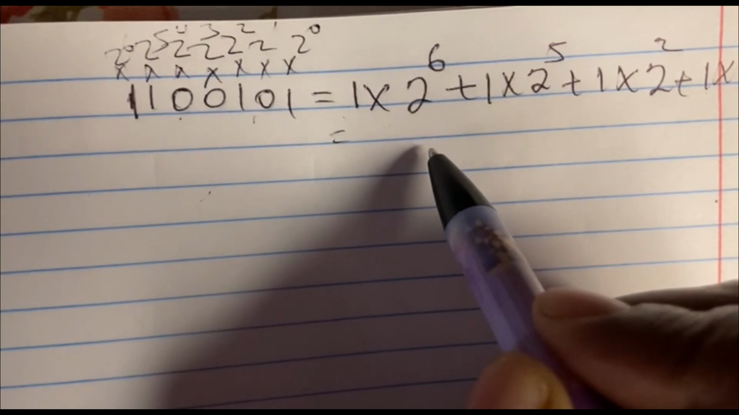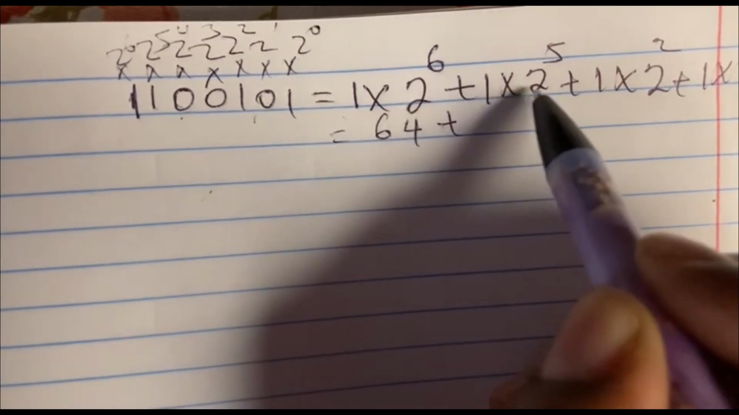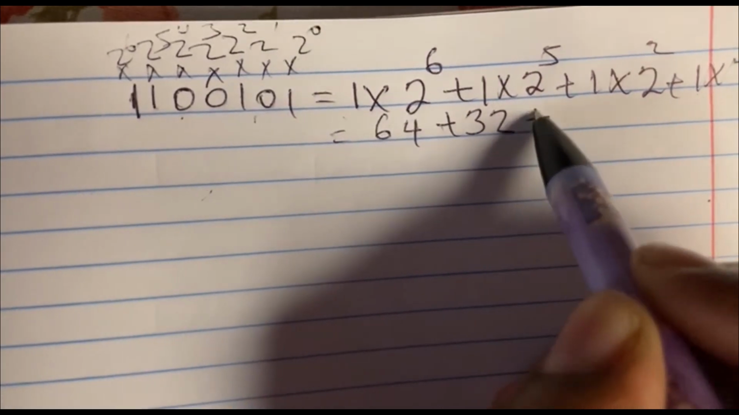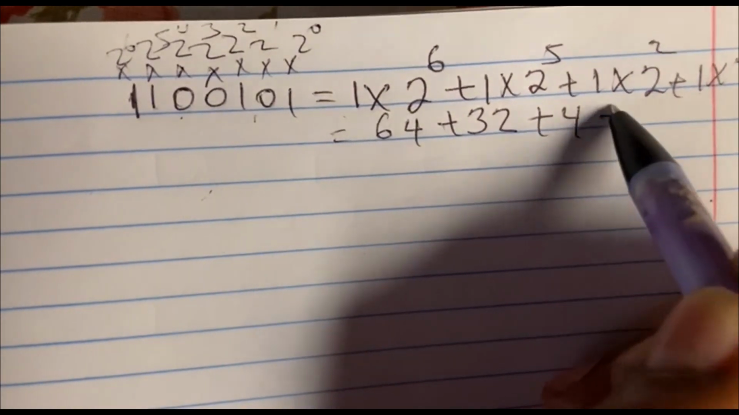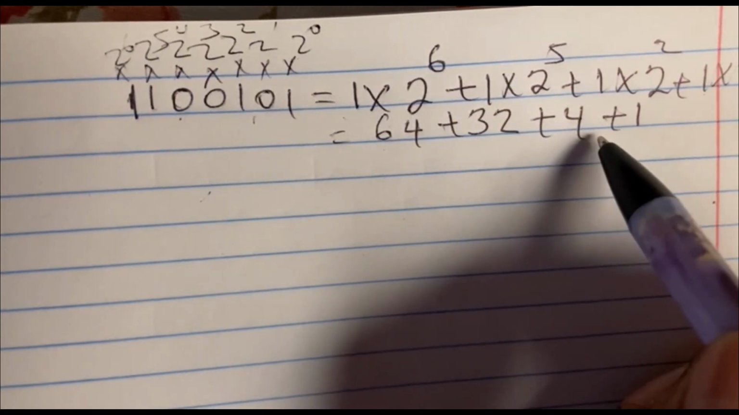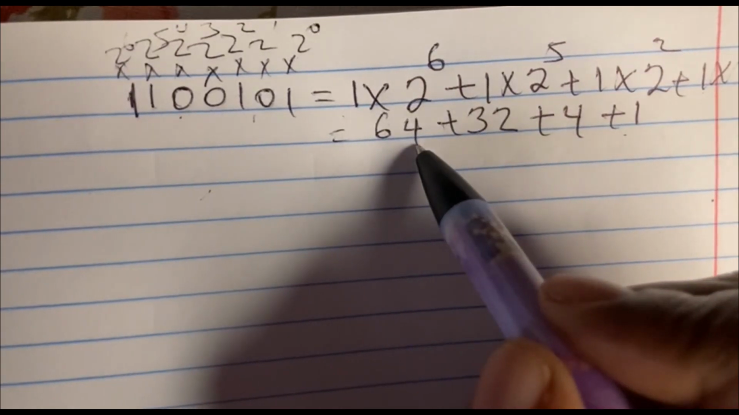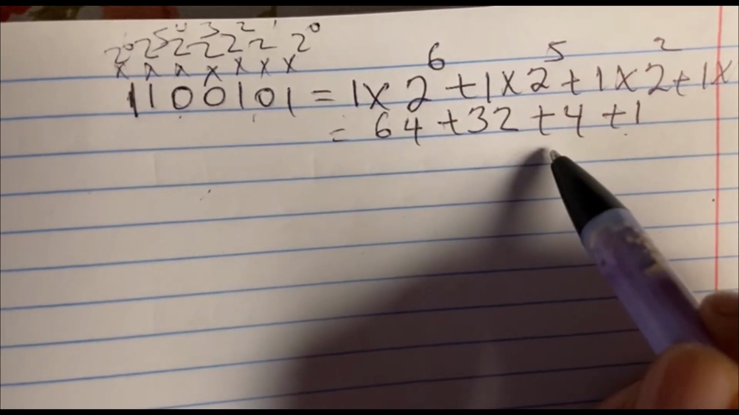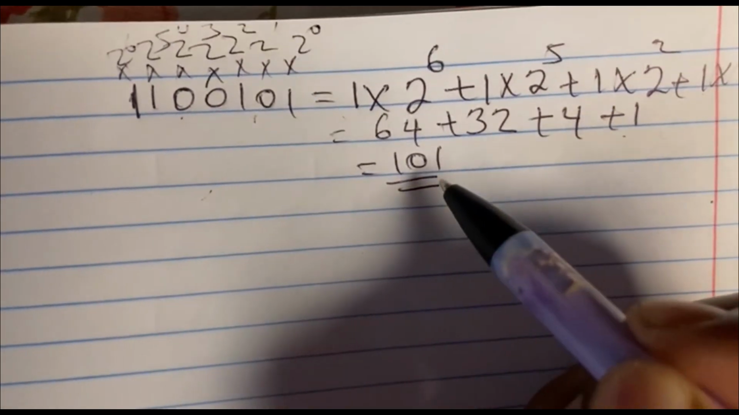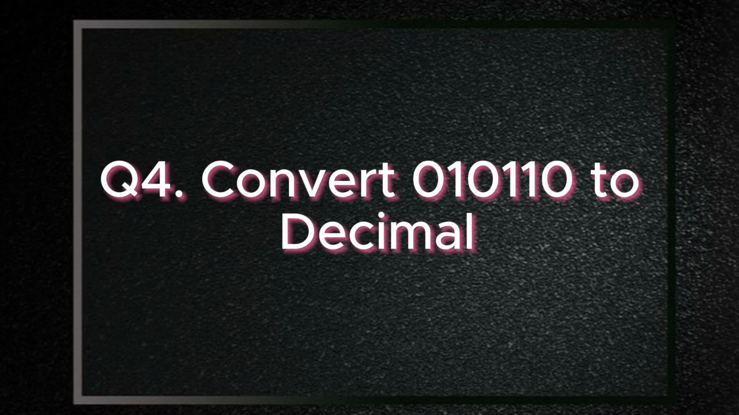2 to the power of 6 will be 64. 2 to the power of 5 is 32. 2 to the power of 2 is 4. 2 to the power of 0 is 1. 64, 32, 4, 1. 4 plus 1 will be 5. 64 plus 32 is 96, plus 5, 101. Very good. Let's continue.